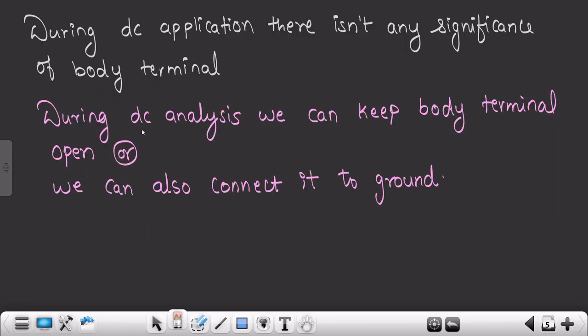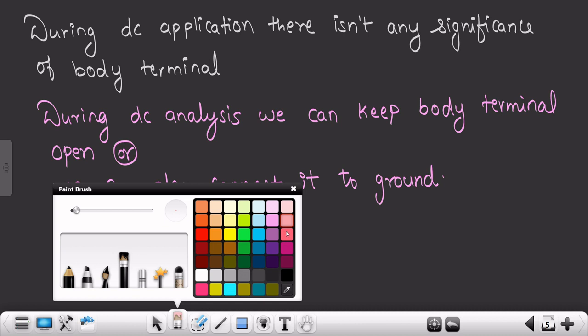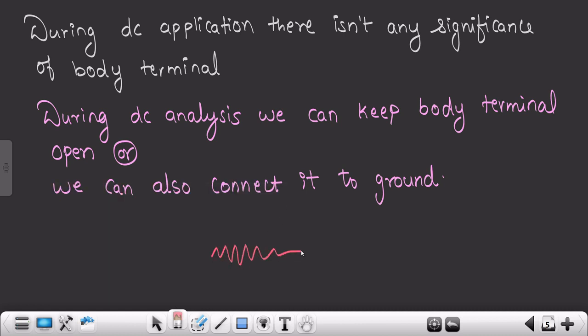Whereas during DC analysis, we are operating the JFET as a switch, right? Either it will be operated in saturation or in cutoff. So during DC analysis we will just get this kind of ripple-like signal which will fluctuate between 5, 4.9 or 4.8 volts, something like that. But it won't be getting amplified. So that's the reason we can connect it to ground, or we can keep it open.